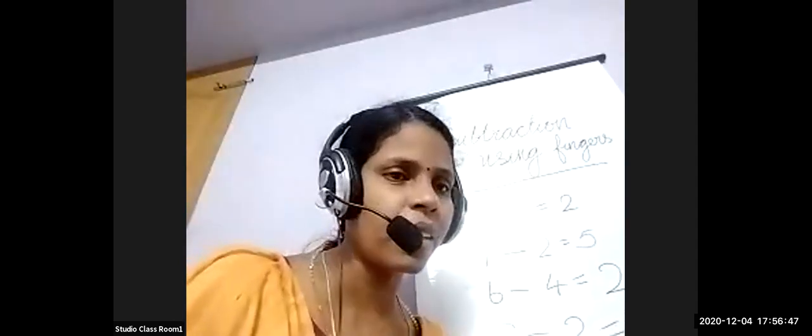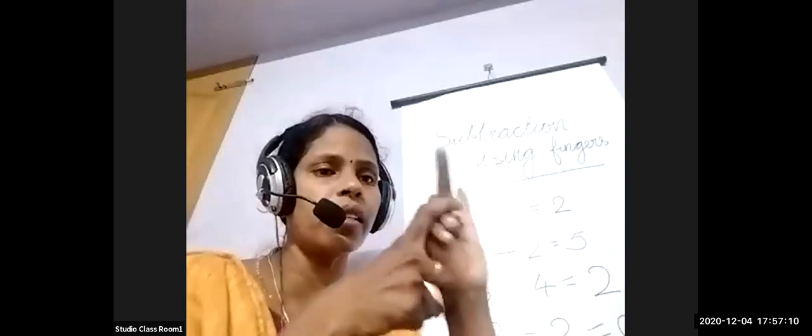Stefano, please unmute. Yes, ma'am. 4 minus 2. Show me 4 minus 2. Show me 4 fingers. Very good. Now from this 4, you have to take away 2. So you have to close 2 fingers. 1, 2. What is remaining? 2. Very good. So 4 minus 2 is equal to 2.